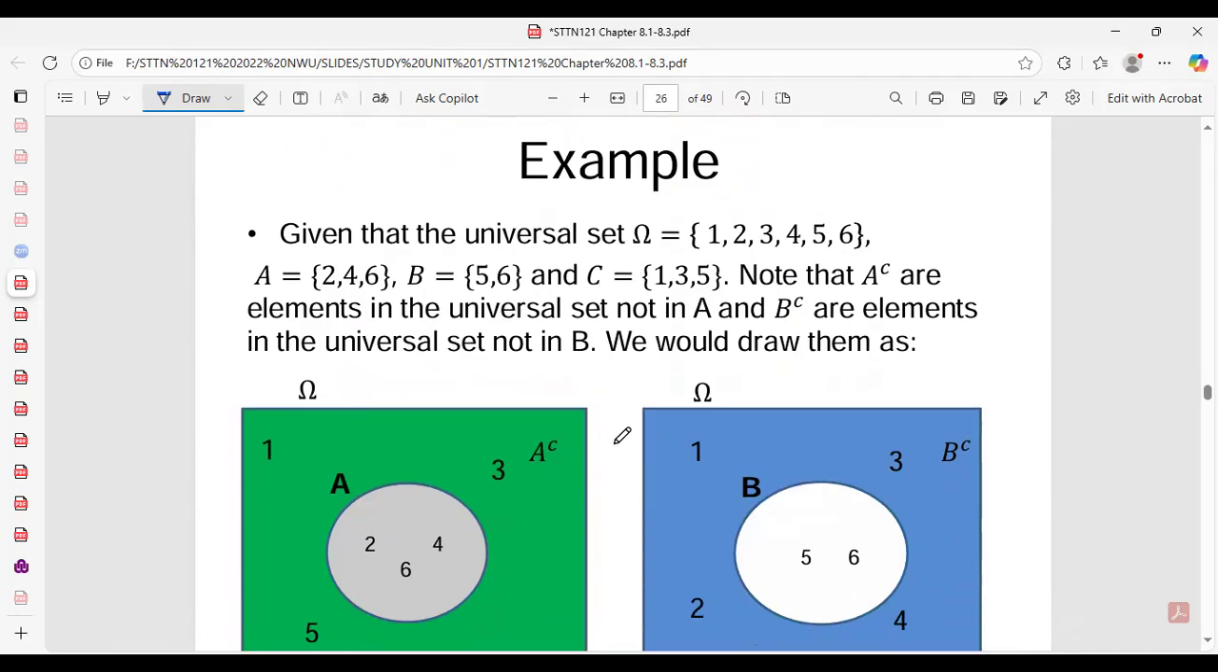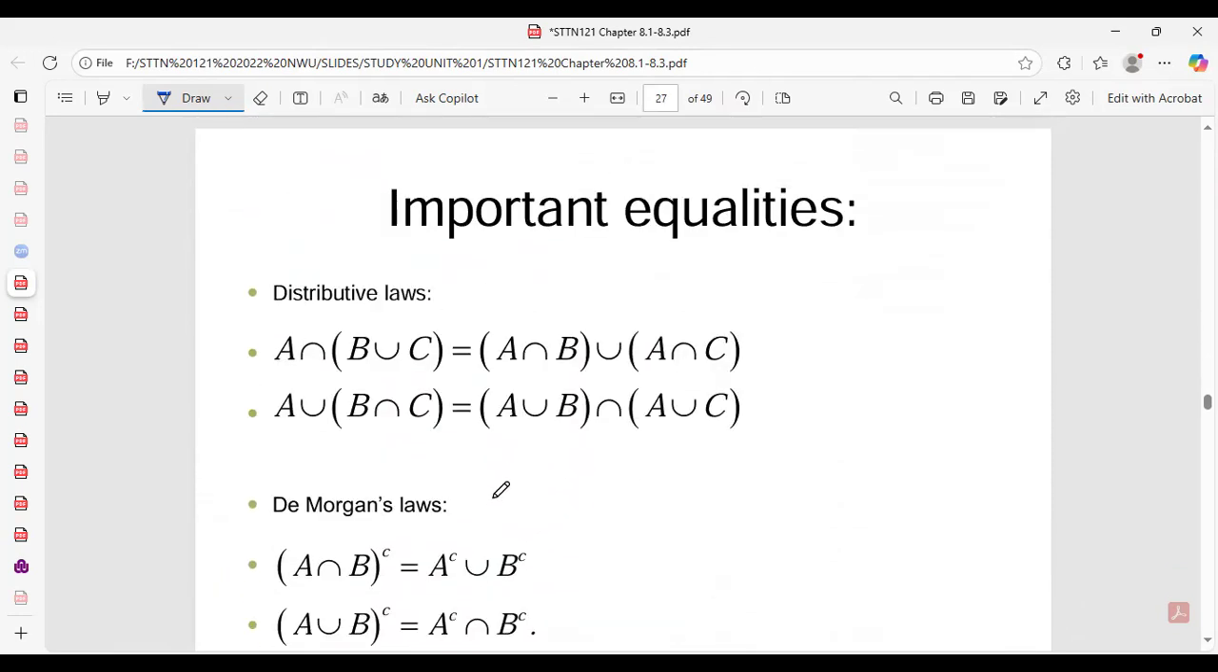Okay, now I think for this one, there's no need for me to explain, because I've already explained the intersections and the unions. So this is very important.